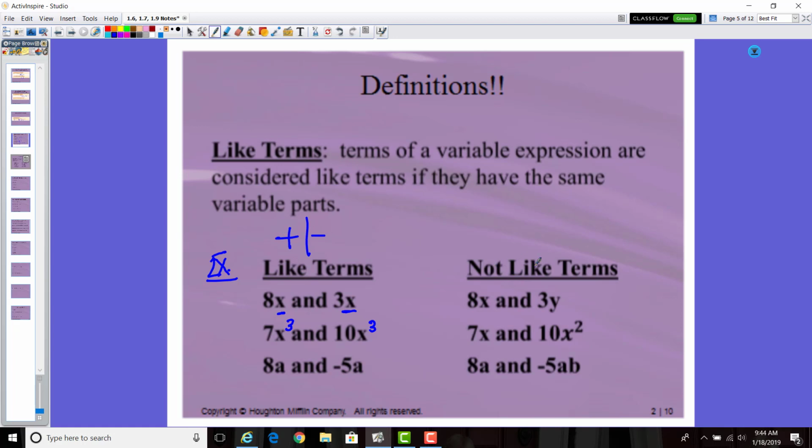If terms are like terms, that means you are allowed to add and subtract. If they are not like terms, they have different variable parts, then you can't add or subtract. You have to leave the 2 terms separate. You can, however, multiply and divide terms even if they are not like.